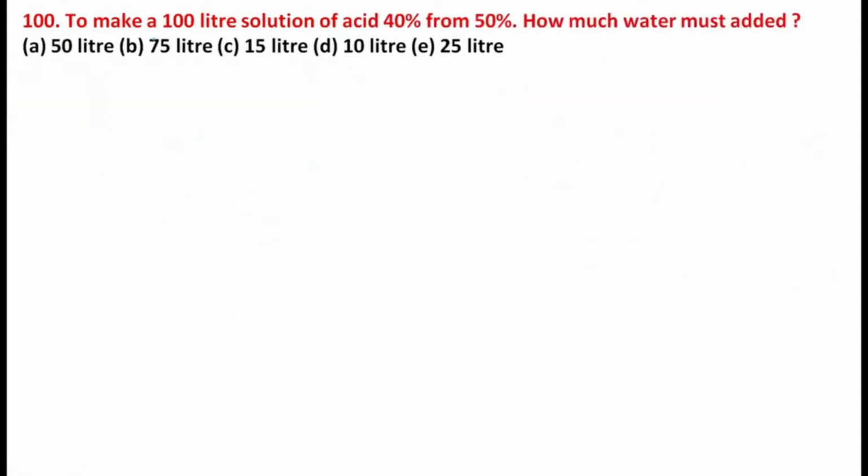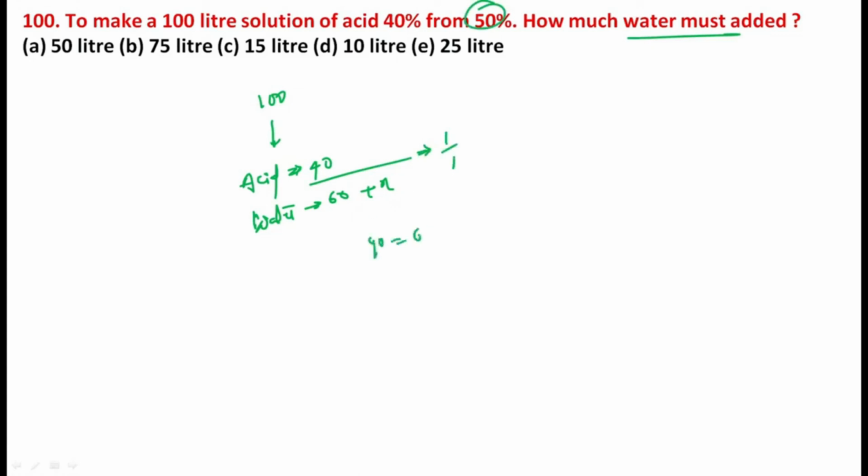Final one. To make 100 liters of solution, acid 40 percentage to 50 percentage, how much water must be added? So 100 liters of solution, acid is 40 percentage means 40. See, acid is 40 means here the water becomes 60. So how many liters of water do we need to add? Now it becomes 50 percentage, which means a 1:1 ratio. Now what is the value of x we require? 40 is equal to 60 plus x.